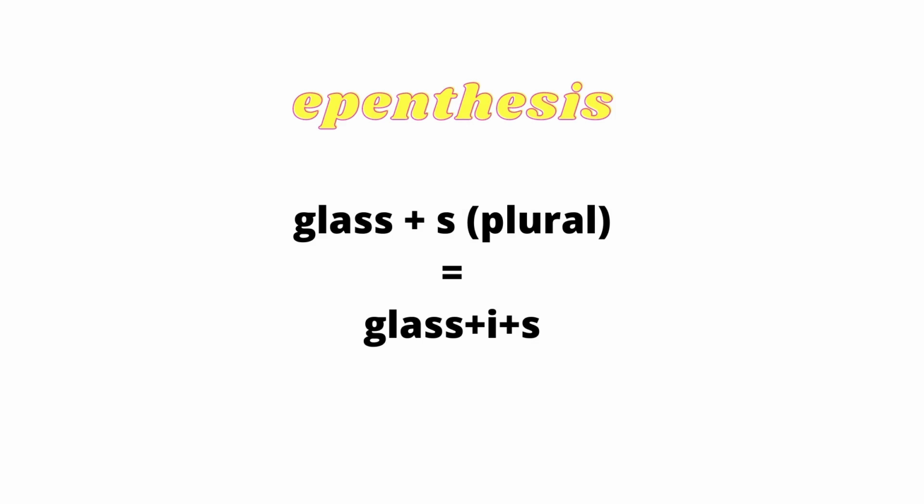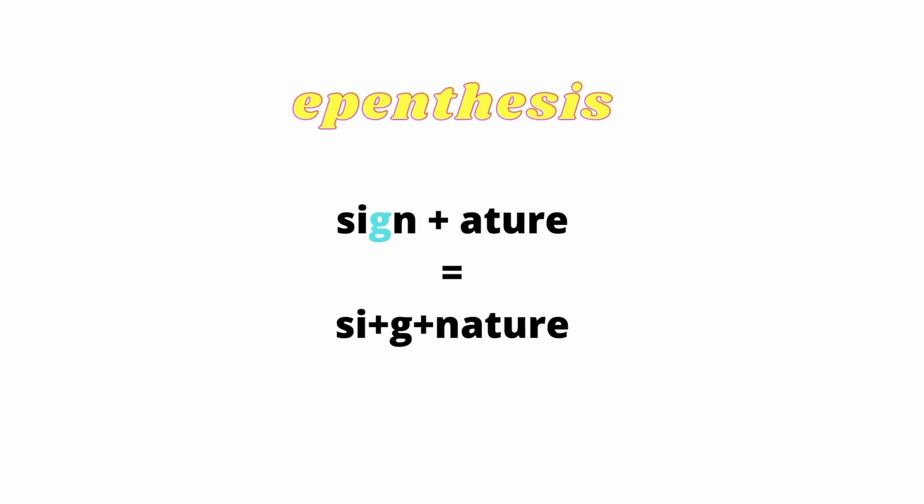You also have the word glass. When you want to add S to make it plural, you end up pronouncing it as glasses. You added an extra E between the S's. You also have the word sign, but when you pronounce signature, you add a G sound. These are examples of epenthesis.